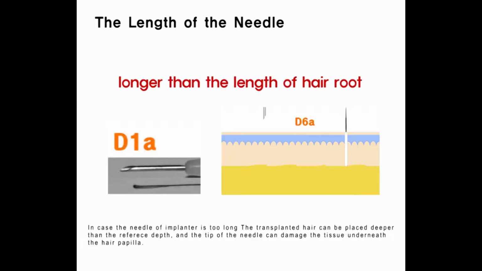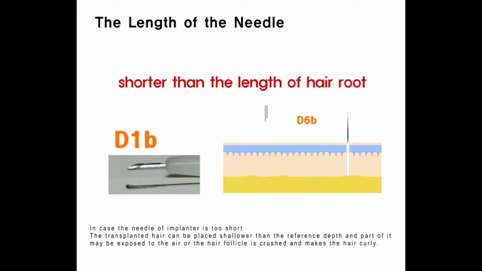In case the needle of the implanter is too long, the transplanted hair can be placed deeper than the reference depth, and the tip of the needle can damage the tissue underneath the hair papilla. In case the needle of the implanter is too short, the transplanted hair can be placed shallower than the reference depth, and part of it may be exposed to the air or the hair follicle is crushed and makes the hair curly.